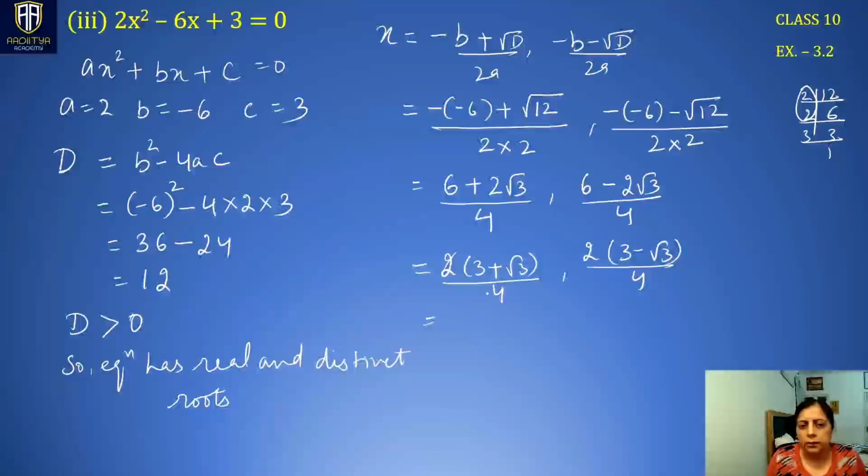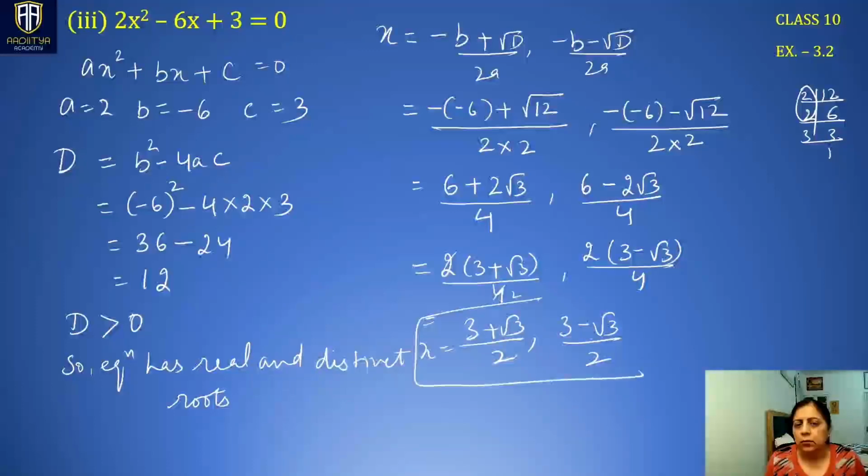Now by reducing this, we can say the roots are 3 plus root 3 divided by 2 and 3 minus root 3 divided by 2. So the values of x are 2 real and distinct roots being 3 plus root 3 by 2 and 3 minus root 3 by 2. Right?